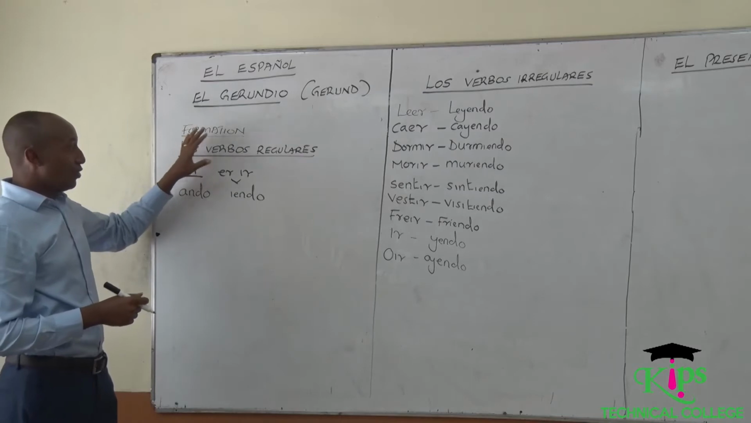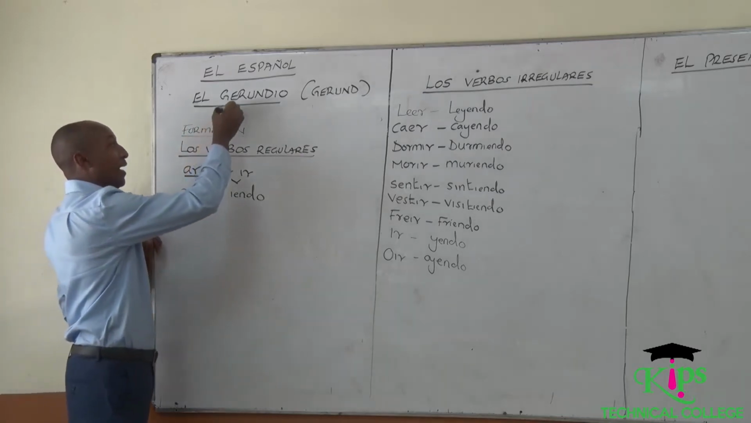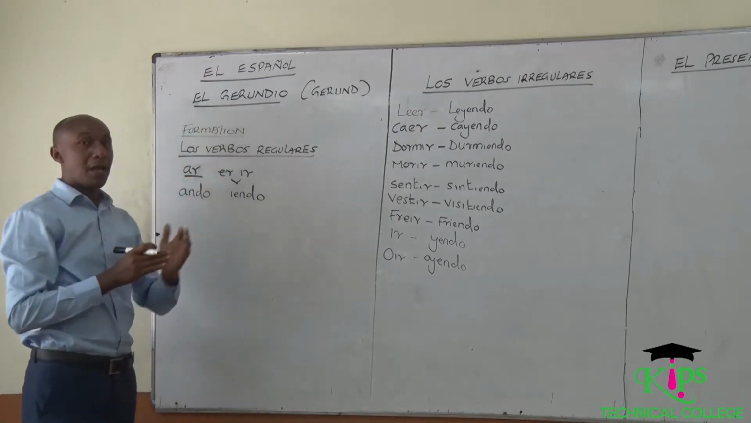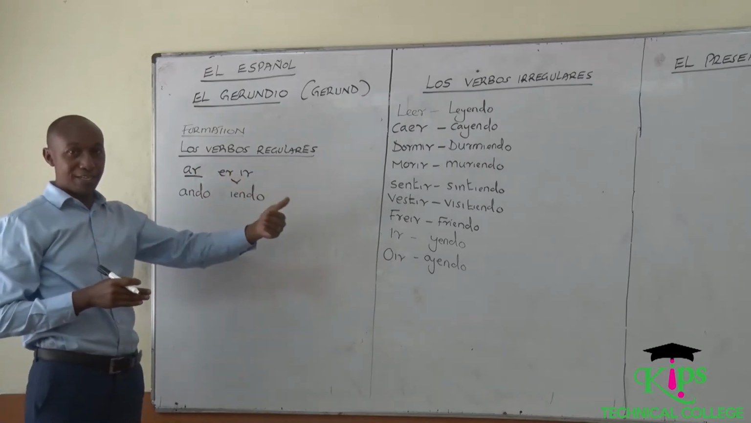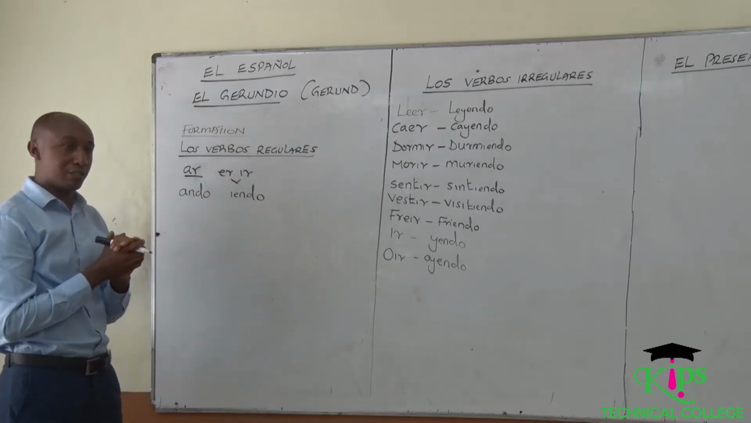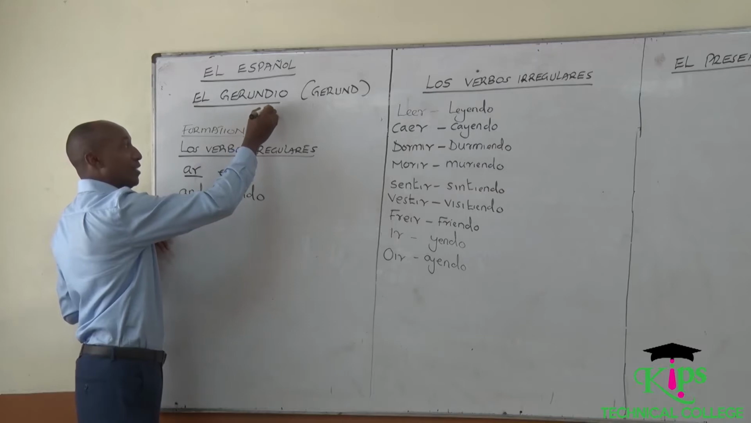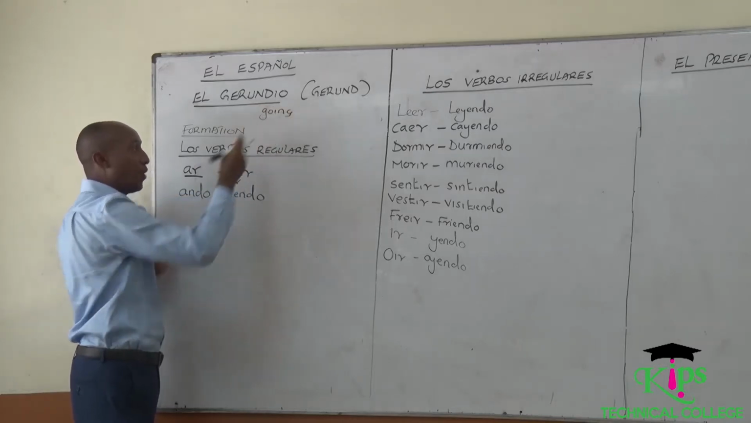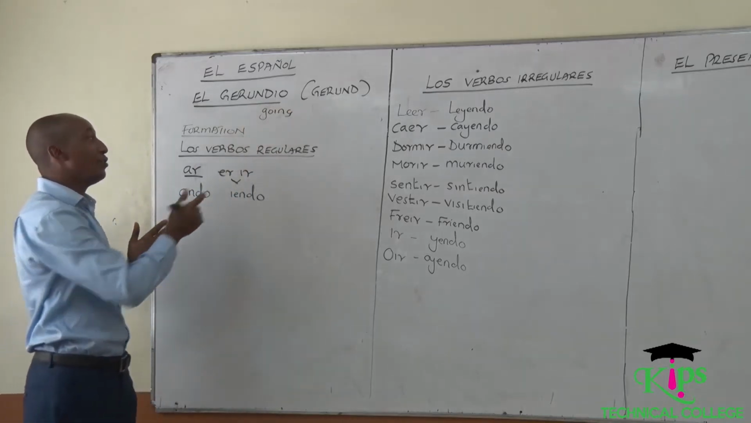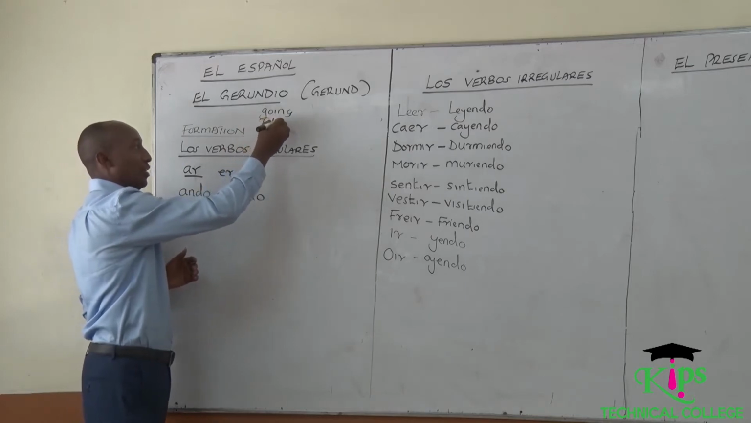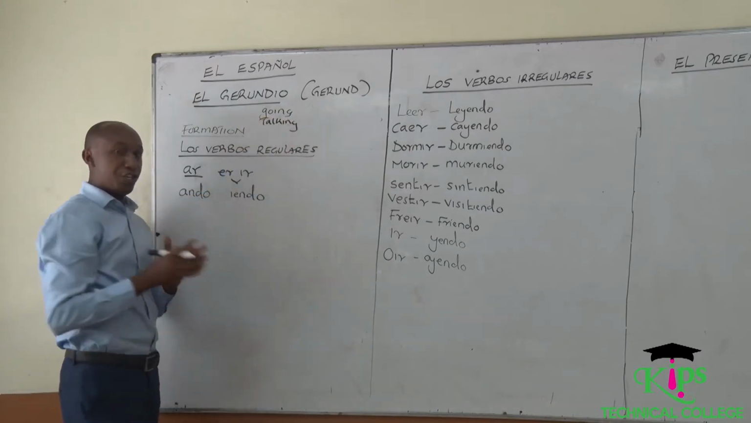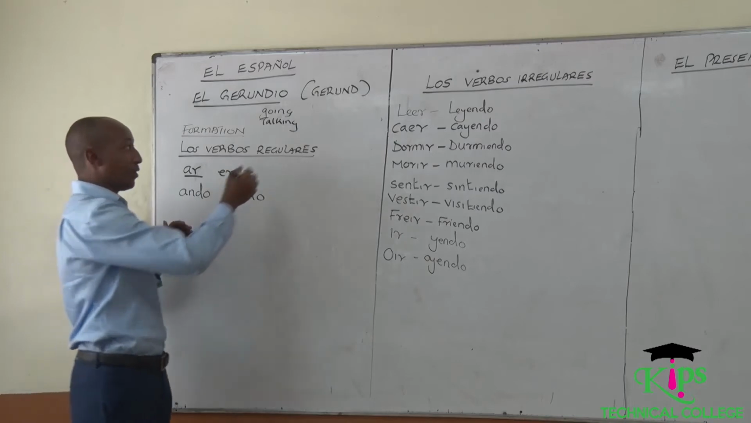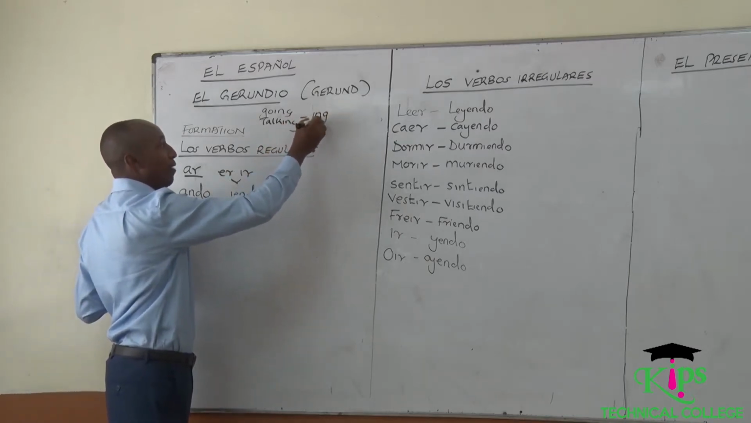The gerund talks about actions that are continuous but doesn't show the person who is doing the action. In this case, we don't show the subject. For example, someone can say "going." So who is going? We don't know. Someone can say "talking." So who is talking? We don't know. In English, we usually say that it is the -ing verb ending.